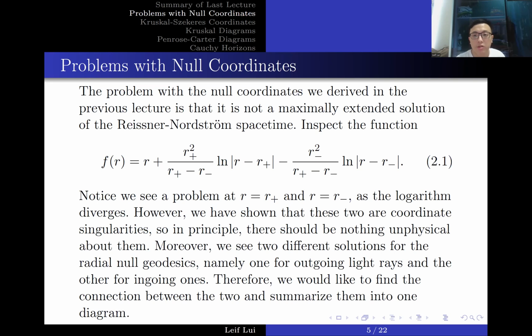Additionally, we see that there are 2 different solutions for the radial null geodesics, namely one for outgoing light rays and one for ingoing light rays. So therefore, by maximally extending the solution, we would like to find a connection between the 2 and summarize them into one diagram.